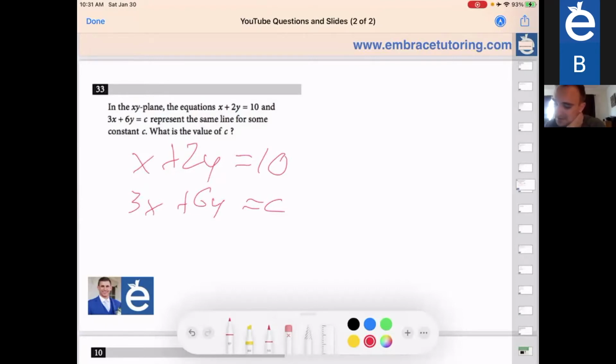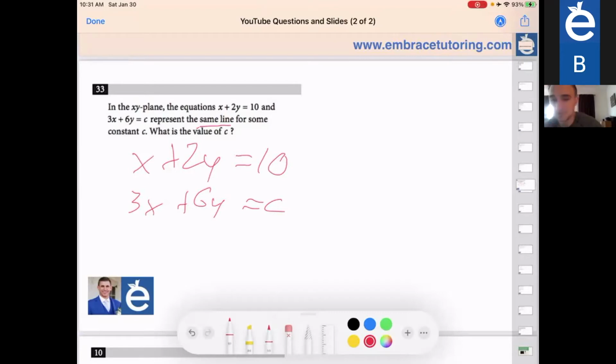The hint here is that they're the same line, right? In order to have the same line, we don't just need the same slope, we need the same slope and the same y-intercept. The equations need to be the same. We could have two different forms of the same equation to represent one line, but we need one equation to represent one line.